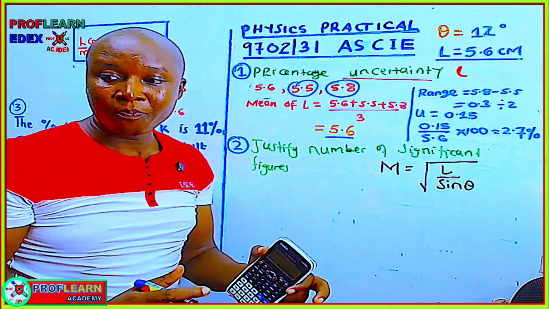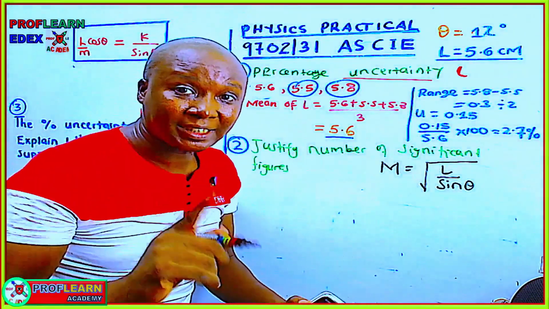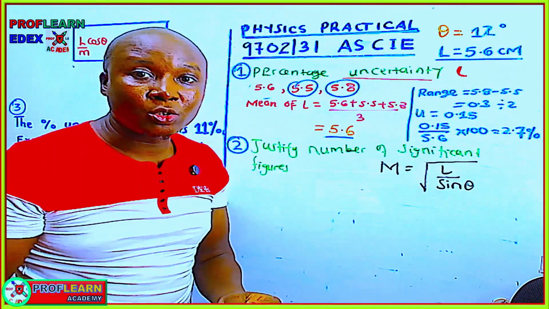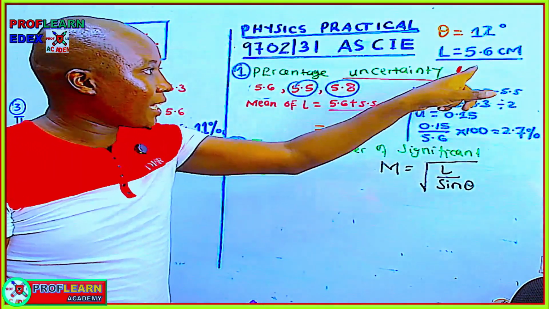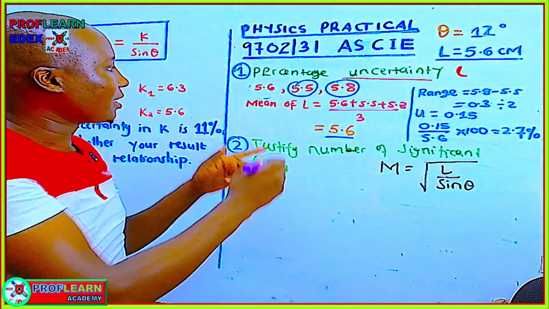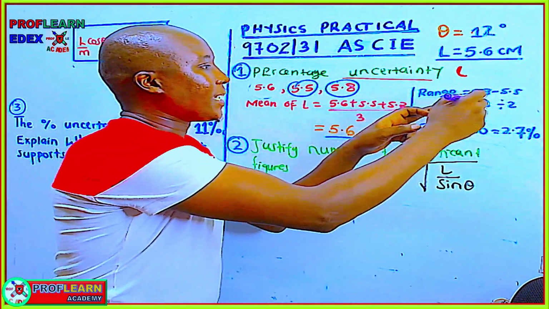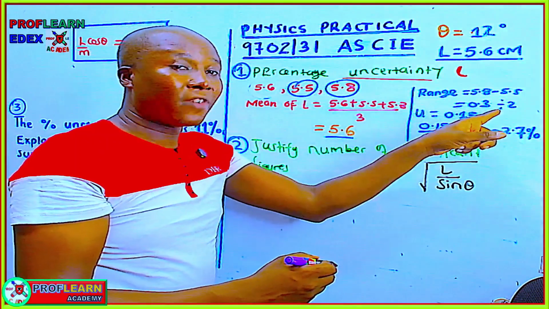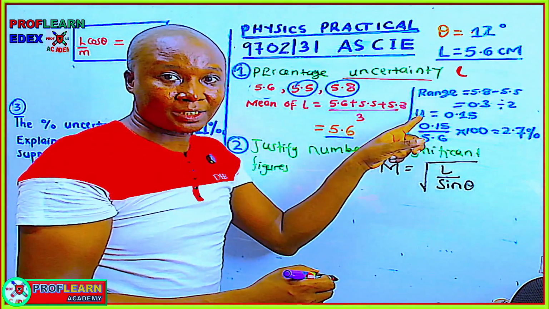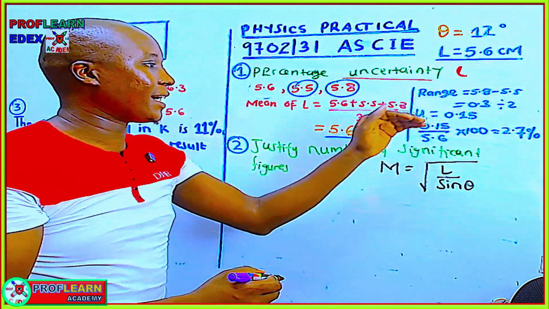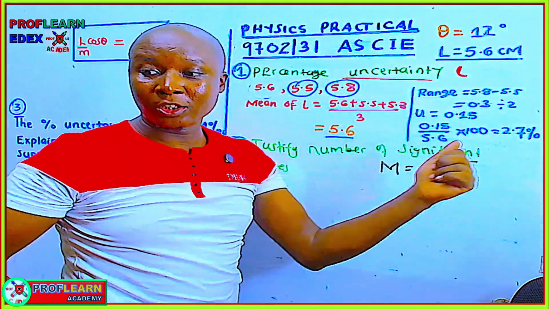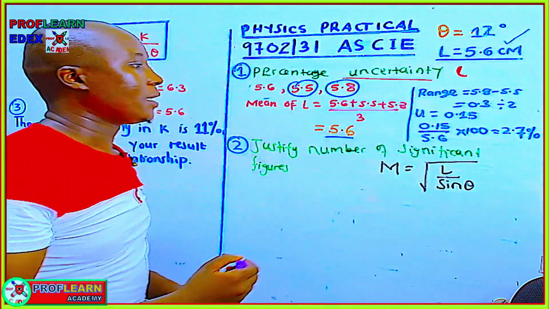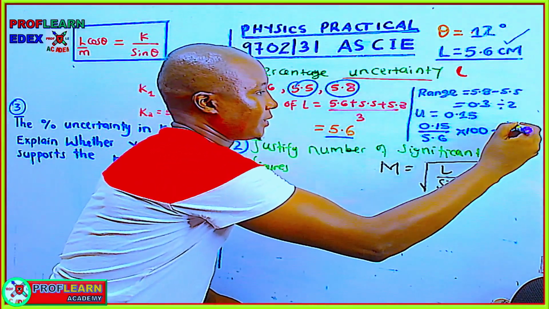So basically, if you are asked the question of finding the uncertainty of any given measurement, what you are supposed to do is to repeat that measurement, get different measurements, find the mean, and also find the range. Range is the largest minus the smallest, and using the range, divide it by 2 to get the uncertainty. Then uncertainty over the mean times 100 gives you the percentage uncertainty. That's how you will score that mark for uncertainty.